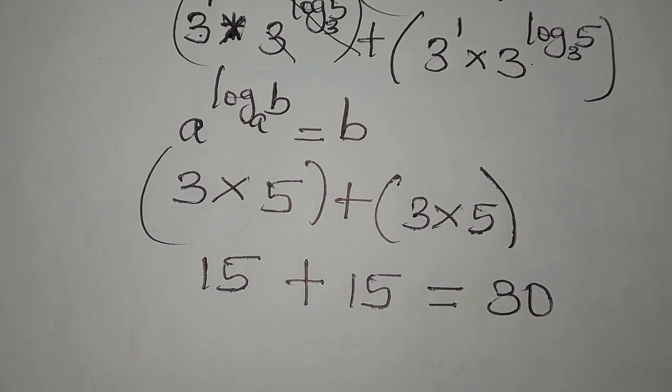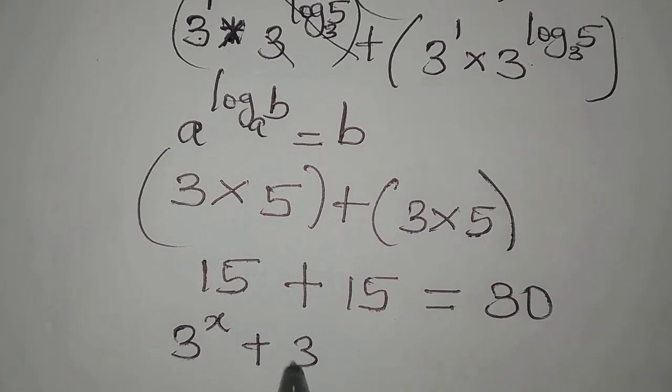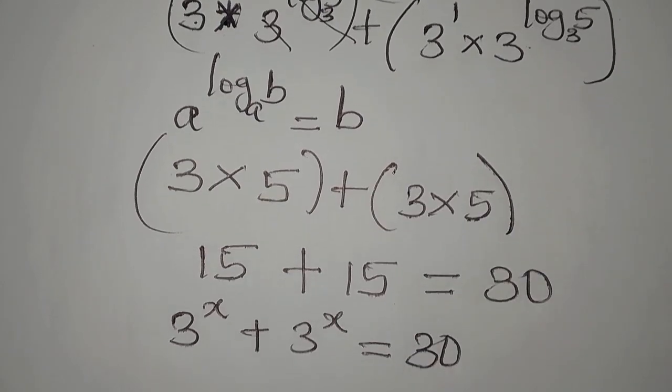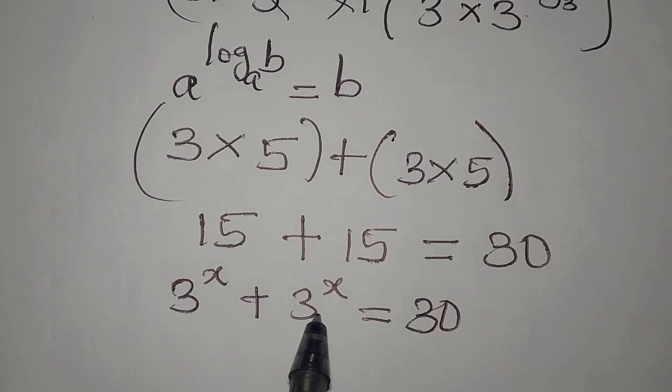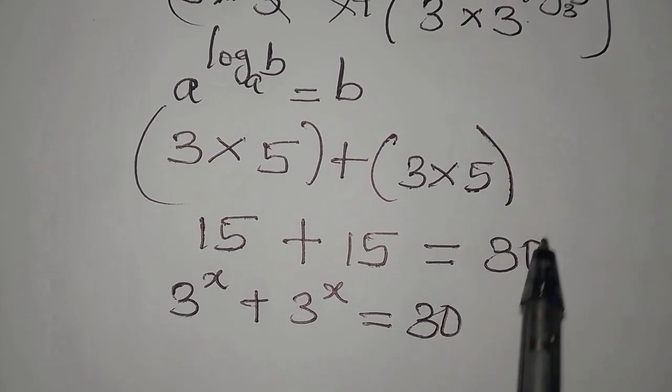And if you can remember, the equation is 3 to the power of x plus 3 to the power of x equals 30. As a matter of fact, this means that 3 to the power of x is equal to 15. 3 to the power of x is 15, and 15 in two places is 30.